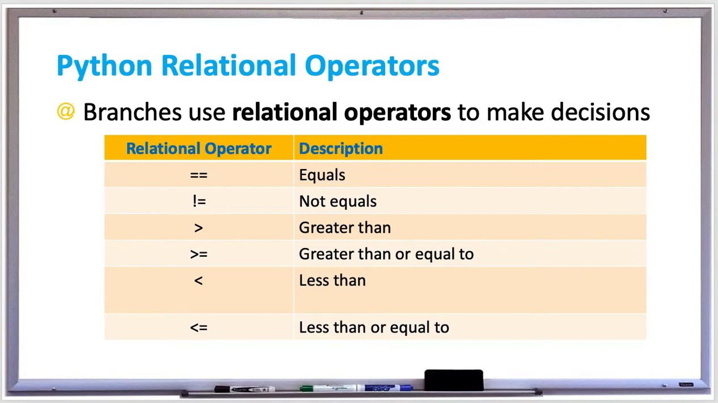The right angled bracket followed by the equal sign is the greater than or equal to. The left angled bracket is the less than operator. And the less than followed by the equal sign is the less than or equal to operator. Let's try some of these out in Python.